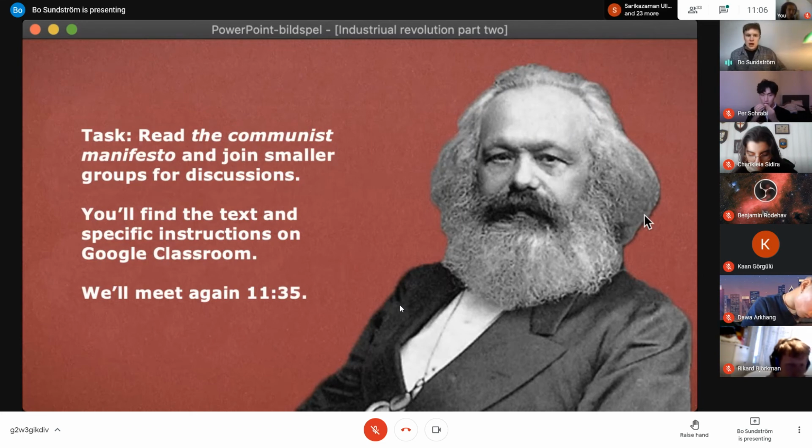The task will be now for you to read one of the most famous scriptures that he has written together with his friend Engels. It's the Communist Manifesto. You're just going to read a small extract from it, and it's published on Google Classroom in the stream. Now, I published 2 documents there. There's one document with the extract of the Communist Manifesto, but then you also have a document with assigned groups.